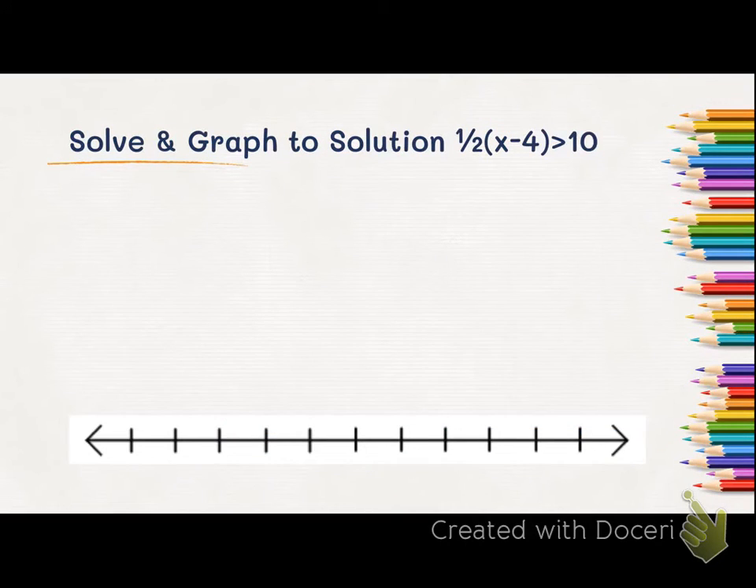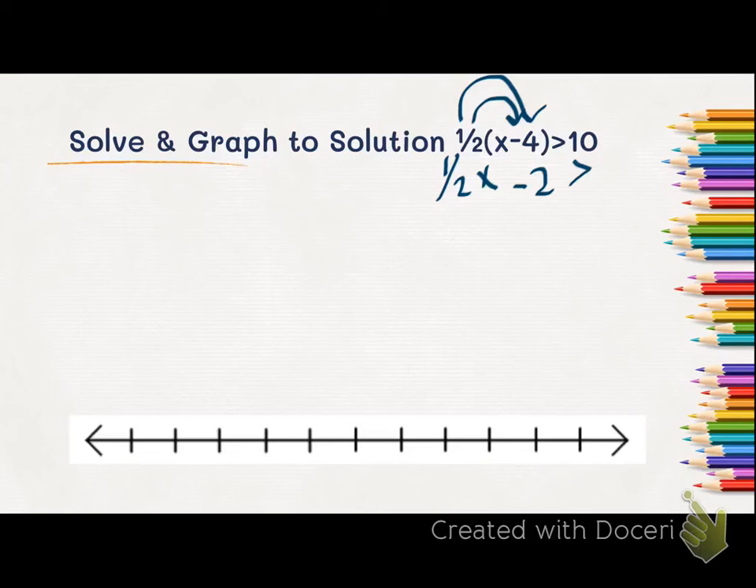For the final one, we're going to be multiplying by a fraction. 1/2 times x is 1/2 x. 1/2 times negative 4 is negative 2. Half of 4 is 2, and it's going to be negative. So for a group of negative 4, if you split it in half, you have 2 negatives in each group.